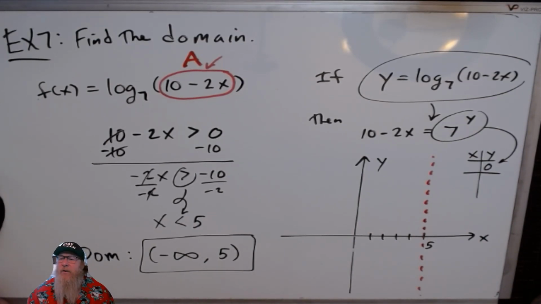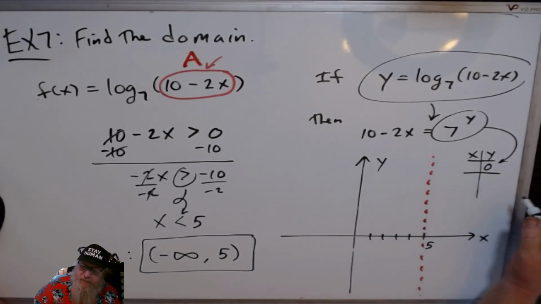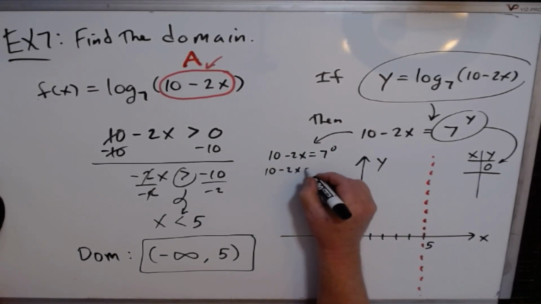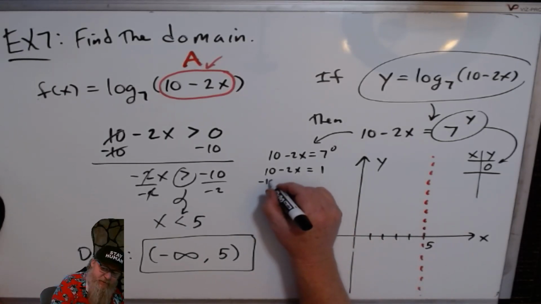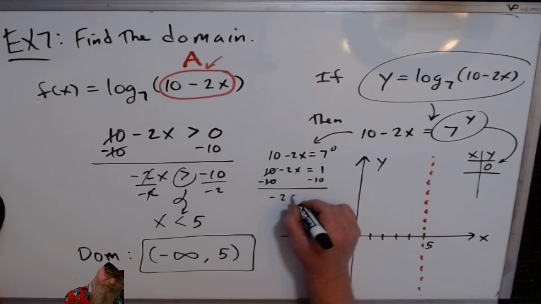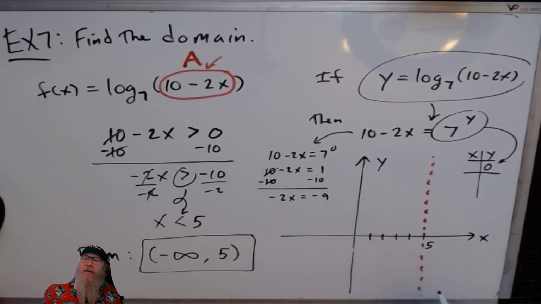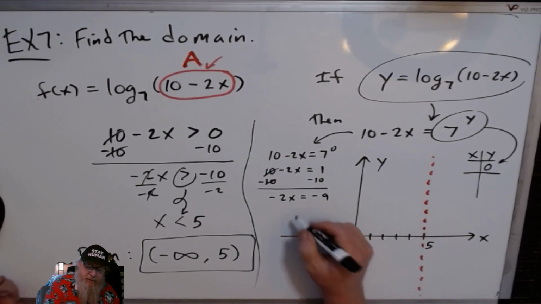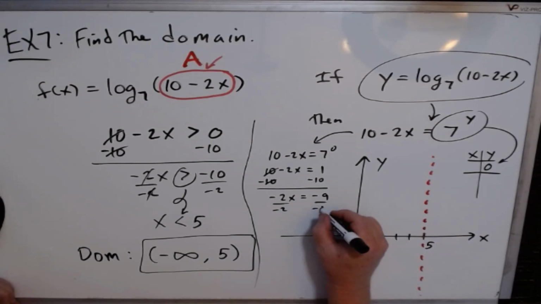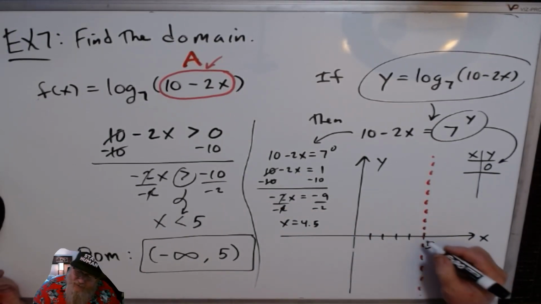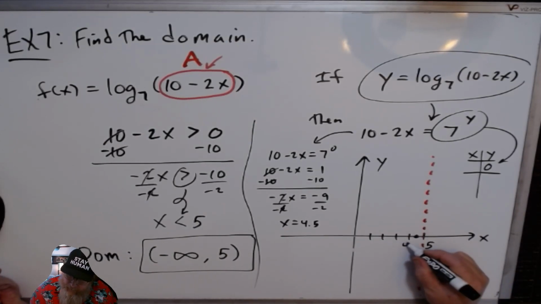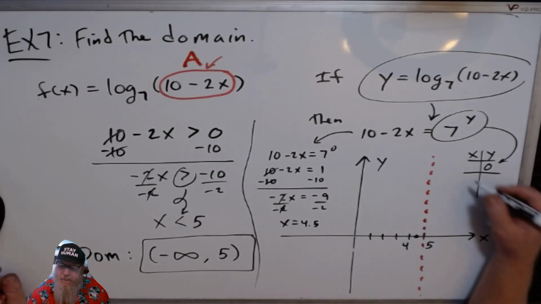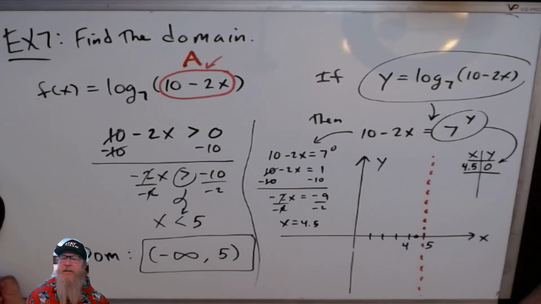So if y is 0, then this would be 10 minus 2x equals 7 to the 0, which is 1. I better get a number less than 5. -9. Now I'm solving now. I already know the domain. I'm just trying to get a sample point here. So I'm going to divide by -2, and sure enough, I get 4.5. So there's a dot right here, just between 4 and 5. Just in case you needed to graph something like this.